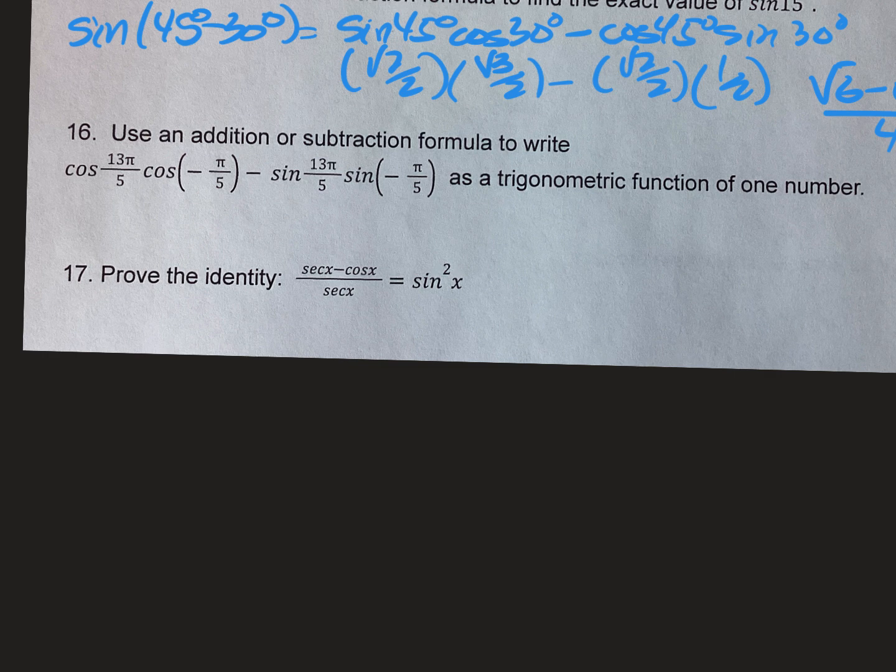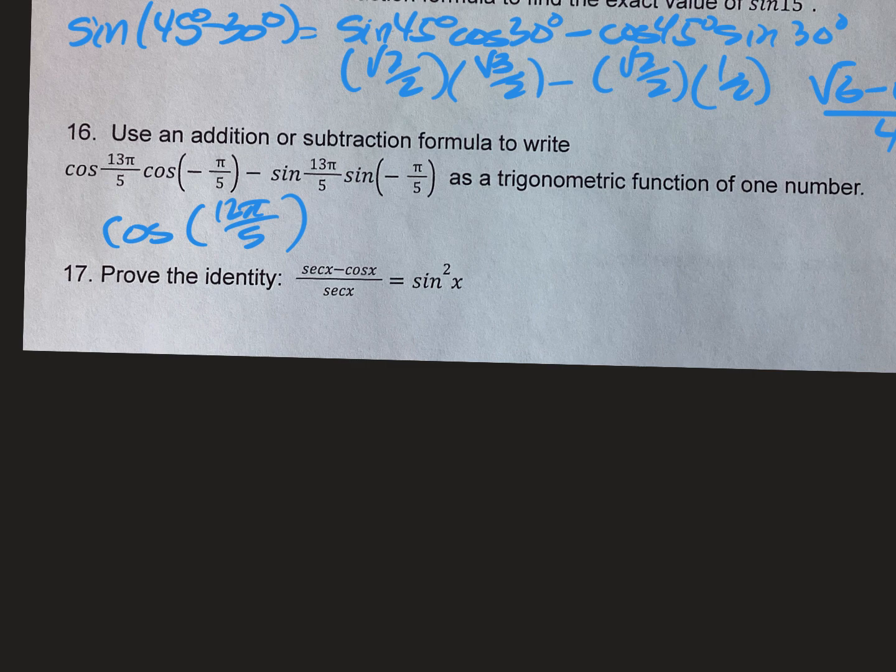Use addition and subtraction to write this one. Okay, that says cosine, cosine, minus sine, sine. That's what I'm looking for. Cosine, cosine, minus sine, sine. When I look for it, it says this. It says cosine of (x plus y). So I'm going to do 13π/5 plus negative 1π/5, which gives me cosine of 12π/5. And that's all you do.